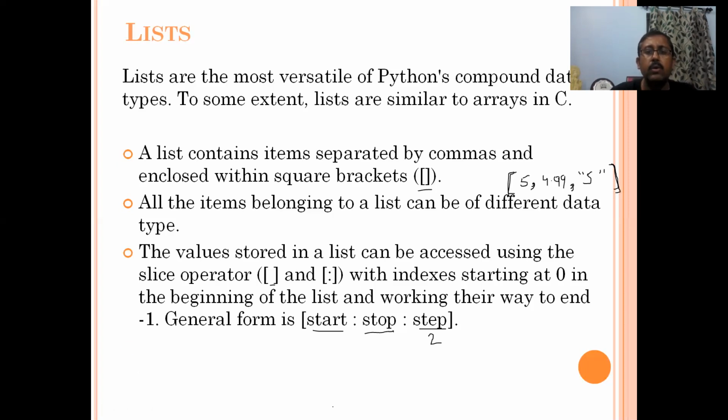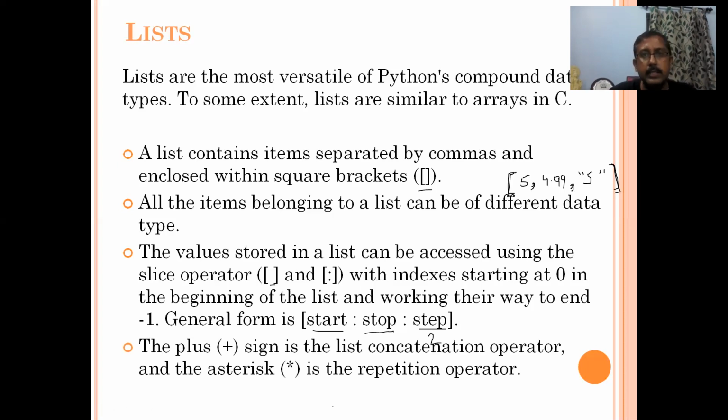Now, the next thing, concatenation, is again very much like the string. You can use the plus operator. The repetition of the list also happens in the same way, repetition of elements of the list. It can also be done using the star or the asterisk operator, right? So it's pretty much in the same way as we have done in the case of strings.